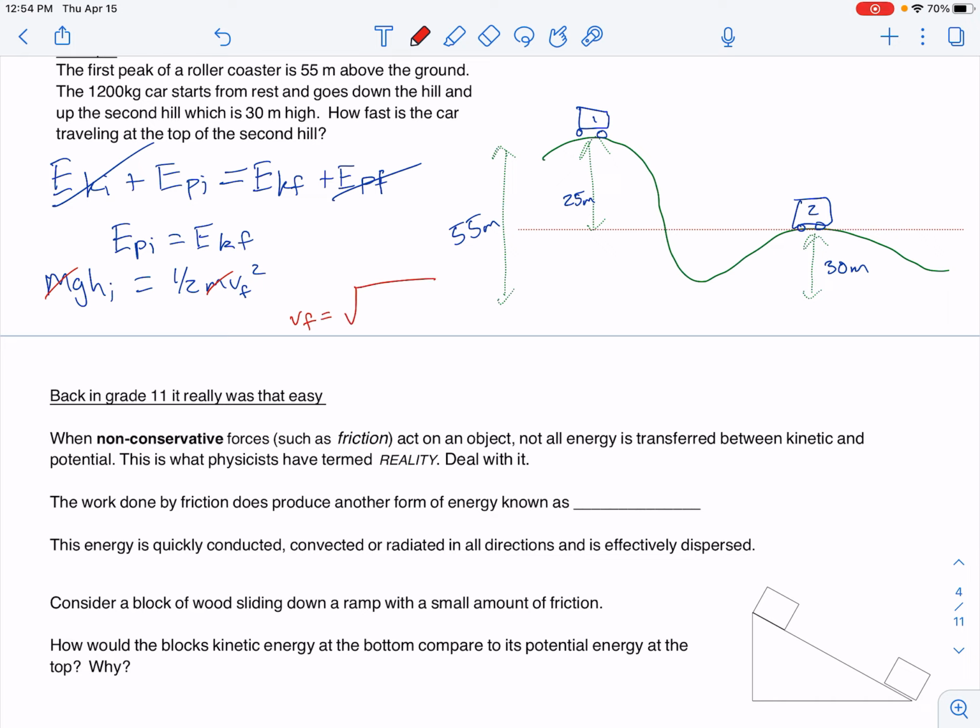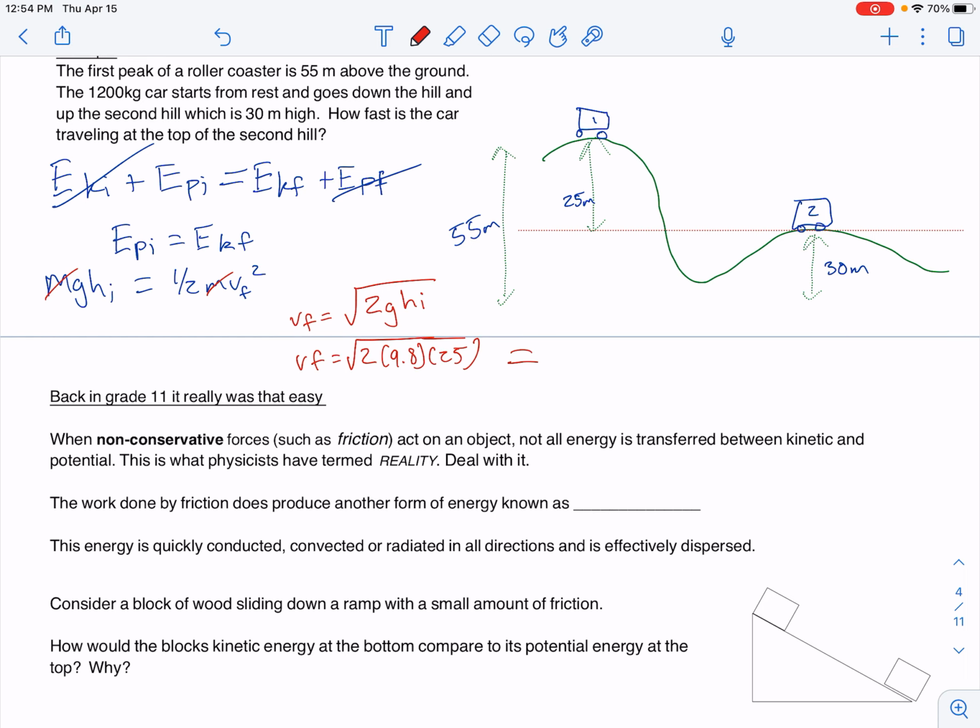So put this all together, we get final velocity equals square root of 2 times gravity times the initial height. Again, the initial height is not 55 meters, it's 25 because we're based off that red reference point. So we get VF equals square root of 2 times 9.8 times 25, square root it all, equals about 22 meters per second.